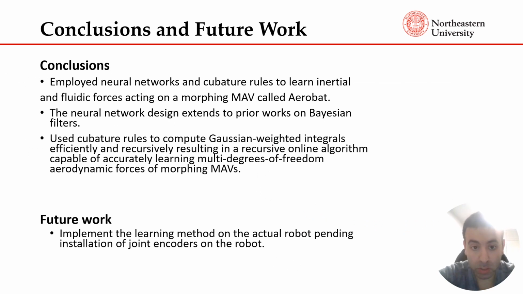In conclusion, we employed neural networks and Cubature rules to learn inertial and fluidic forces acting on a morphing micro aerial vehicle called Aerobat. The neural network design extends prior work on Bayesian filters, which is the Cubature-Kalman filter. We used Cubature rules via the Cubature-Kalman filter to compute Gaussian-weighted integrals efficiently and recursively, resulting in a recursive online algorithm capable of accurately learning multi-degrees-of-freedom aerodynamic forces of morphing micro aerial vehicles. In our future work, we will focus on implementing the learning method on the actual robot with real data, but this is pending installation of joint encoders on the robot.